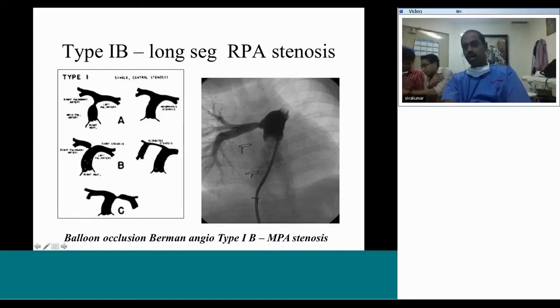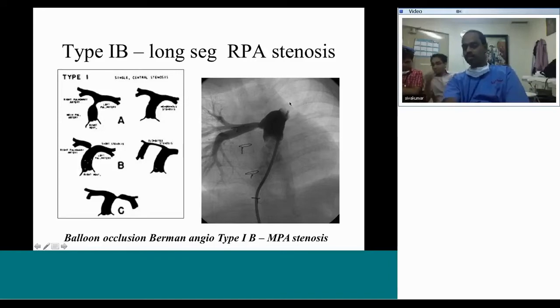So 1B, this is RPA stenosis, only the right is narrow. Now what is the reason for this right being narrow? This was a patient for whom a hemitruncus surgery was done and the right pulmonary artery was anastomosed back into the main pulmonary artery, and in that area there is a narrowing.